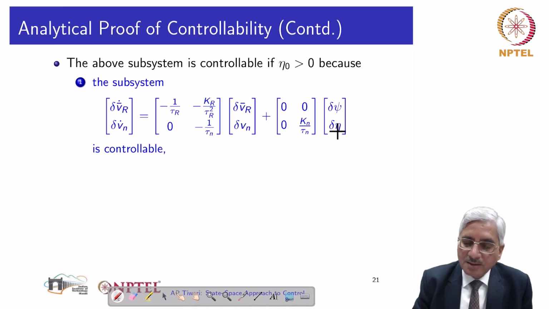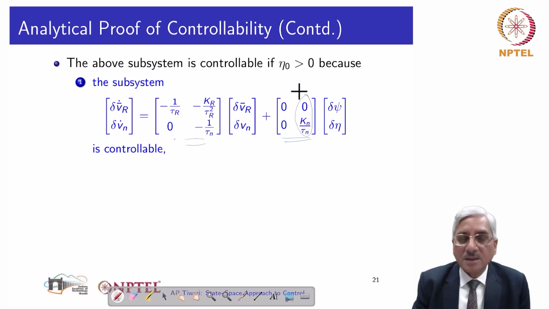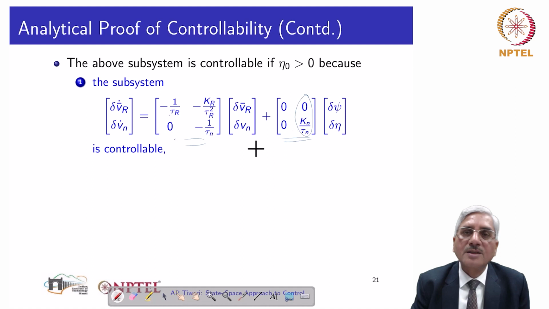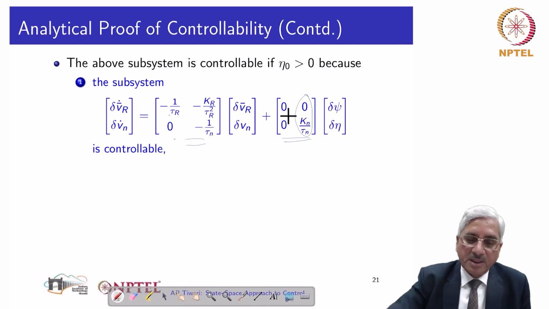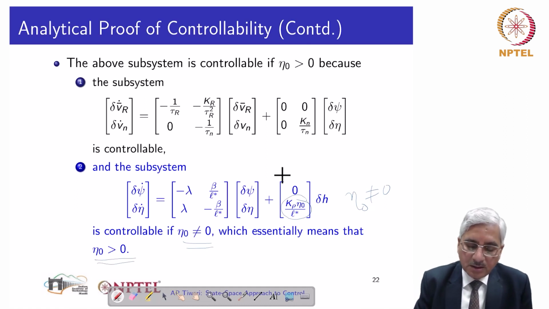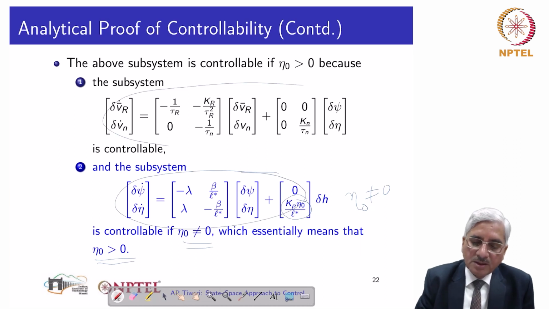In fact it is stated that this is controllable because this is a triangular system, and this is considered as an input matrix, this reaches here, and then this is triangular, so it is controllable. Or you can check by assembling the controllability matrix to convince yourself fully. And this is controllable if this term is non-zero, and this term will be non-zero because k rho is non-zero and L star is non-zero, so it will be non-zero only if eta 0 is non-zero. And non-zero means we don't want negative power of the reactor, so eta 0 should be greater than 0, then this subsystem is controllable.